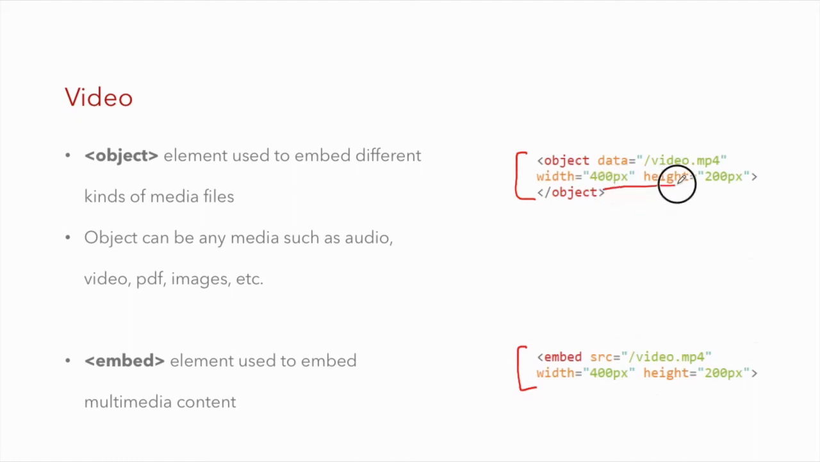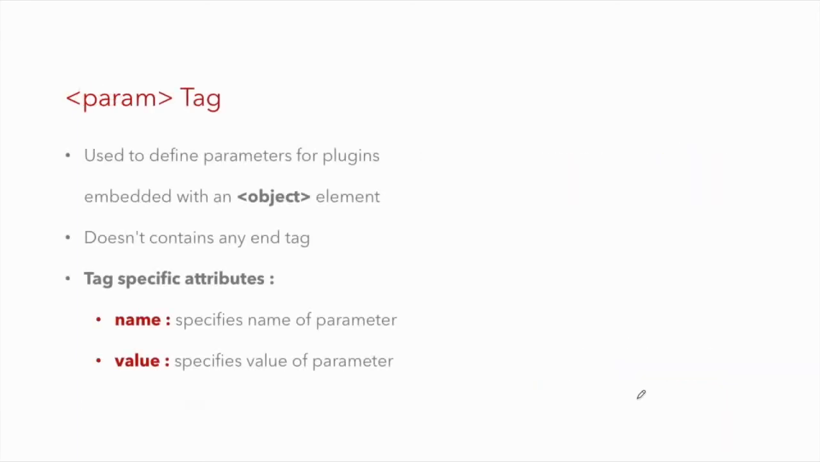I specified height and width over here, and I also specified the data file. In the case of the embed tag, instead of data, I am required to use the src attribute, exactly the same as the audio and video tags. We are also required to use the param tag, which we can use along with the object tag. This is a child element of your object tag, and it basically works with name and value. Whatever file you want to play or display, these parameters can be passed to that particular object.